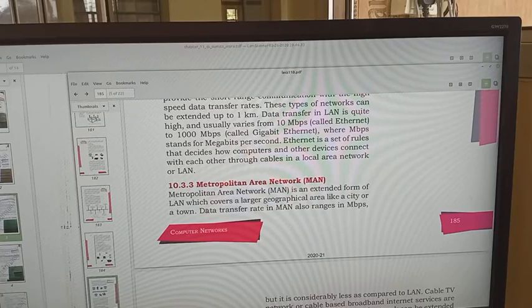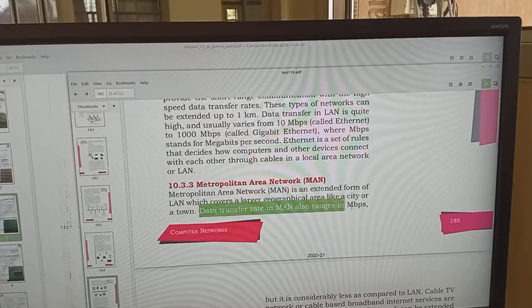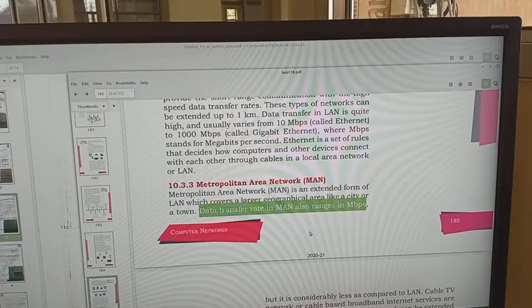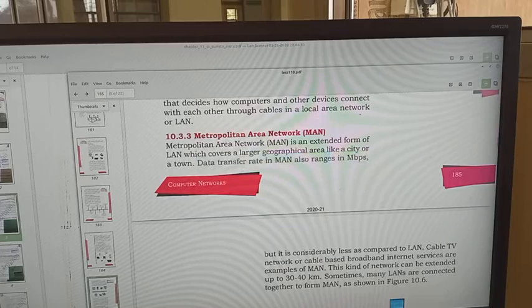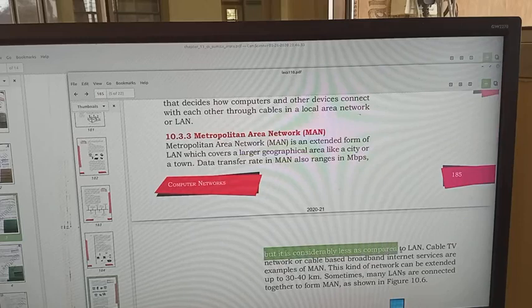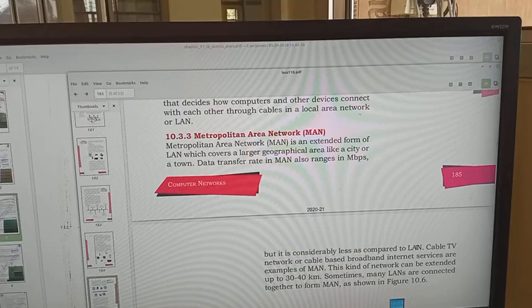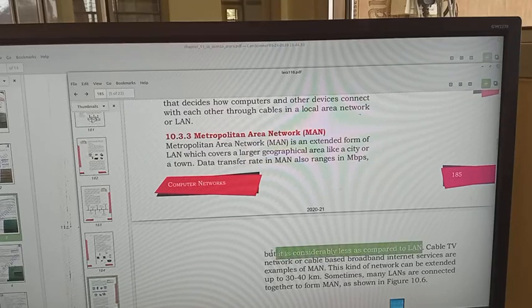The data transfer rate in MAN is also in the range of Mbps. We already studied that in LAN also, Mbps. The main important point is that it is considerably less compared to LAN. As compared to LAN, the data transfer rate in MAN is very low. This is an important point.